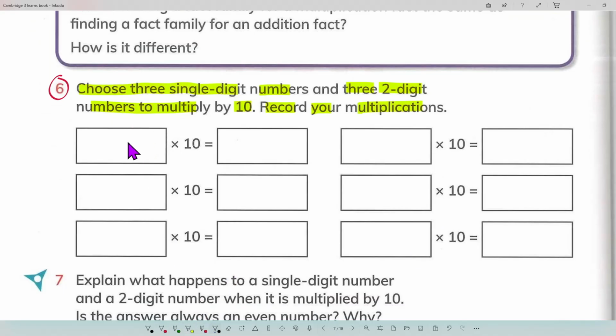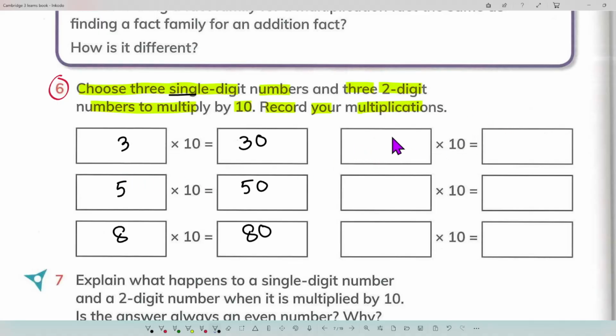First, we can write like 3. So 3 times 10, it will be 30. So first we will use single digit. Then we can use, suppose, 5. So it will be 50. Next we can use 8. So 8 times 10, 80. This is a random number, so don't worry, you can use any number yourself.